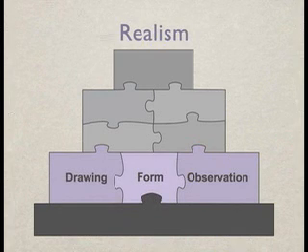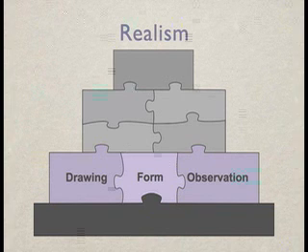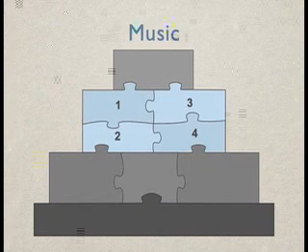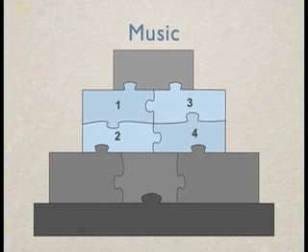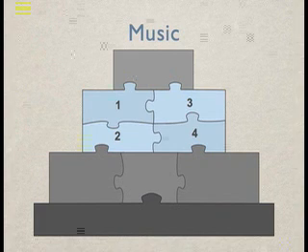Now you have seen all 3 key building blocks of realism: drawing, form, and observation. In the next lecture, we are going to look at the 4 key building blocks of music and how to make your paintings look exciting.